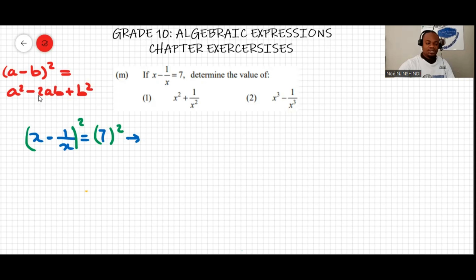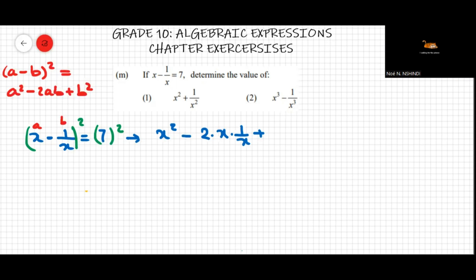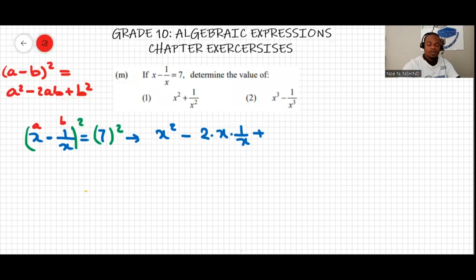Note that my a is x, my b is 1 over x. So this will be x squared, minus 2 multiplied by a, which is x, multiplied by b, which is 1 over x, plus b squared, which is 1 over x raised to the power of 2. This is equal to 7 squared, which is 49.